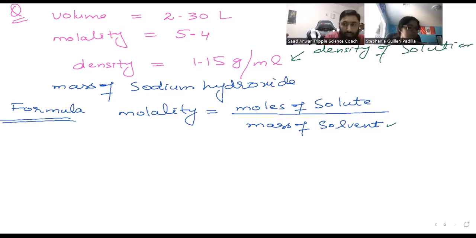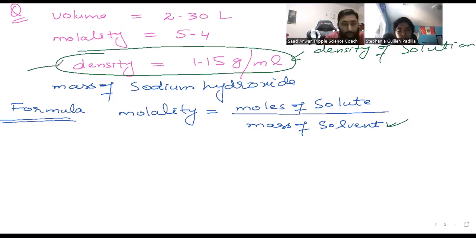First, the mistake I made: from density of solution, I got volume of solution, and then I got mass of solution. From density, I got mass, and I put that mass here. That was a mistake because they are asking for the mass of solvent, not the mass of solution. So let's find the mass by using this density.